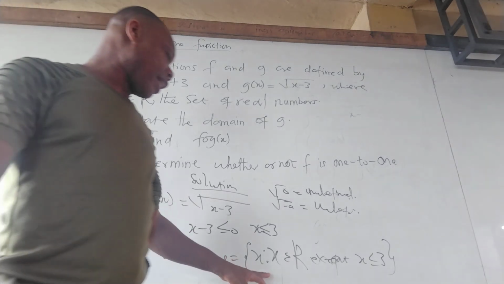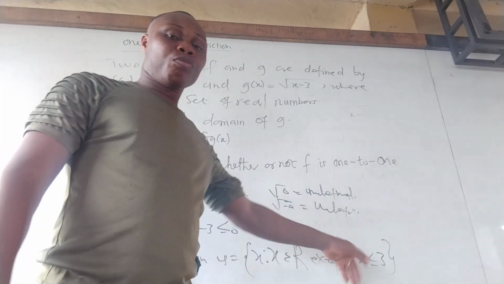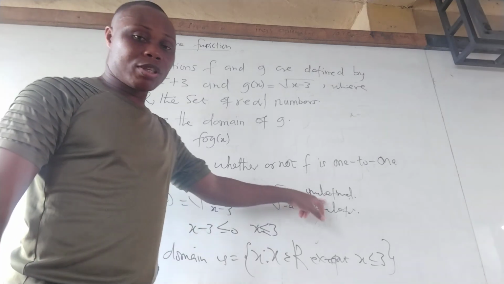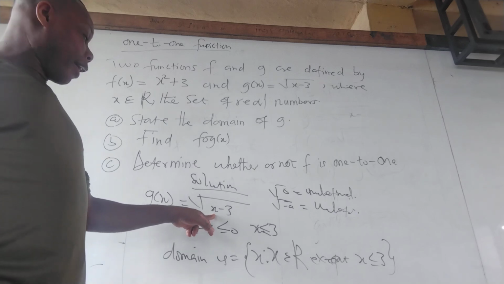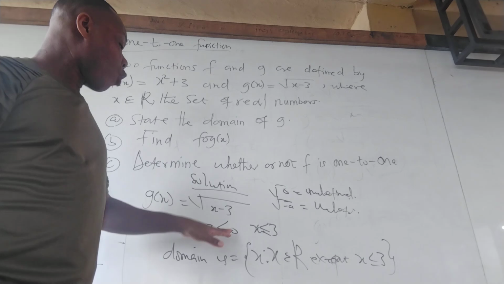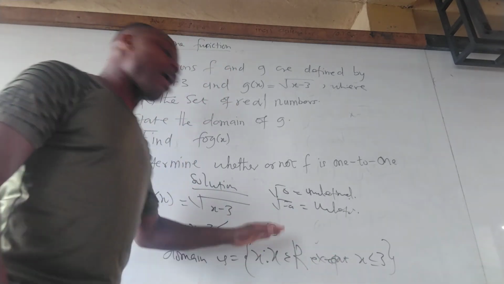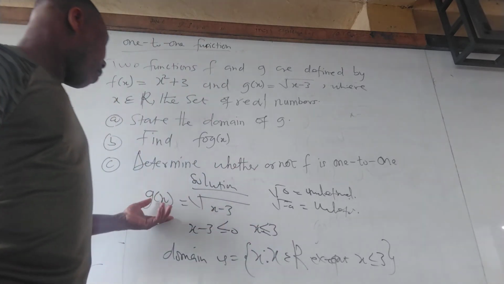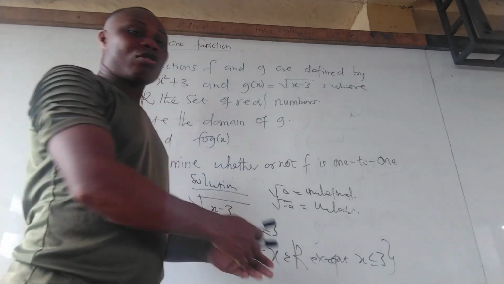My domain is going to be the set of all real numbers except the values that are less than or equal to 3. The reason is that if the value is equal to 3, I'm going to get square root of 0, which is undefined. If the value is less than 3, I'm going to get a negative value under the square root, which is also undefined. So all those values will make the function undefined, but any other real number will make the function defined. That is why my domain of the function g is going to be all real numbers except those that are less than or equal to 3.